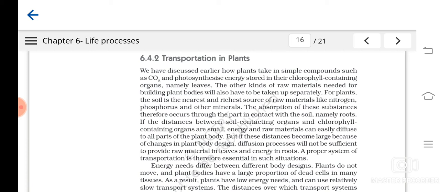So can you say what is the difference between ascent of sap and translocation? Ascent of sap is the conduction of water and minerals, isn't it, from the lower part of the plant to the upper part. And what is translocation? It is the transport of food and hormones from leaves to different parts of the plant.